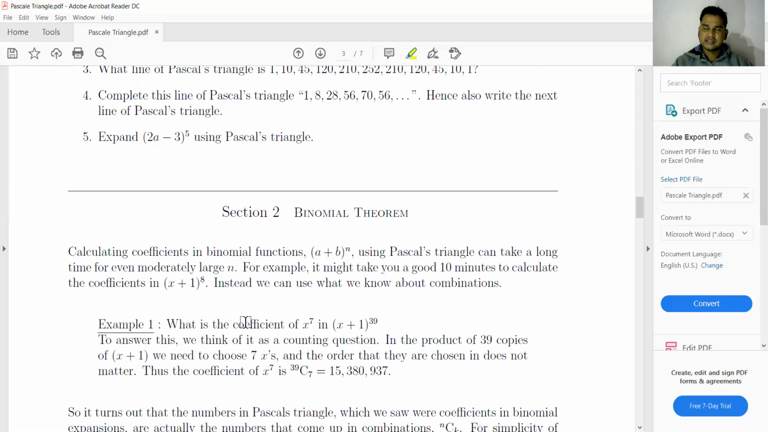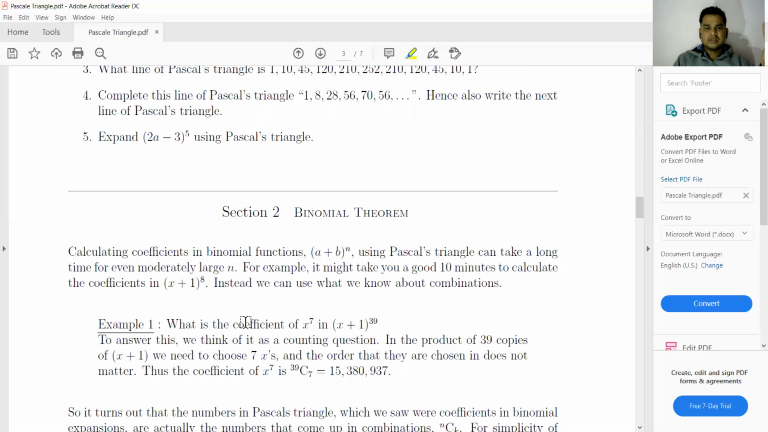Yes, what it says is that if you are using the Pascal triangle, it may be a time-taking process. So is there any alternative method? Yes, there is an alternative method. By using combinations, you can find the coefficient directly, because every time you have to write the Pascal triangle starting from the first row, second row, third row. If you are finding the power of (x plus 1) raised to 39, then you have to write 40 rows in the Pascal triangle, which may be a time-consuming process.